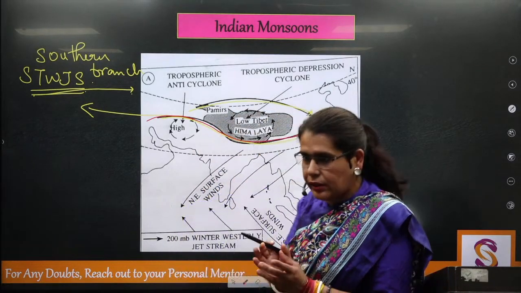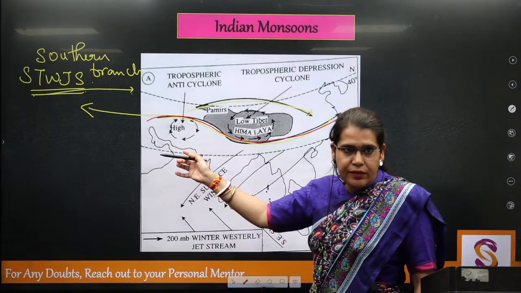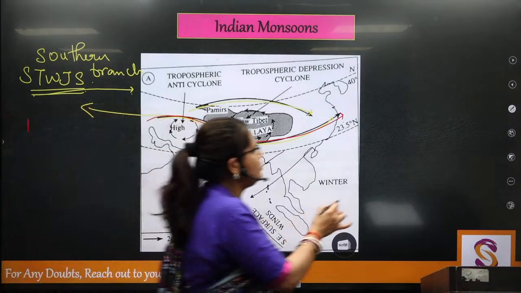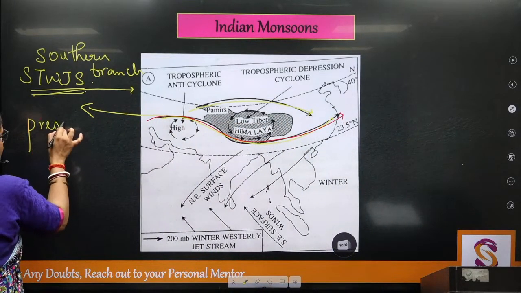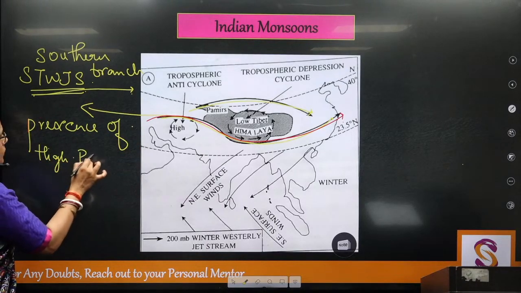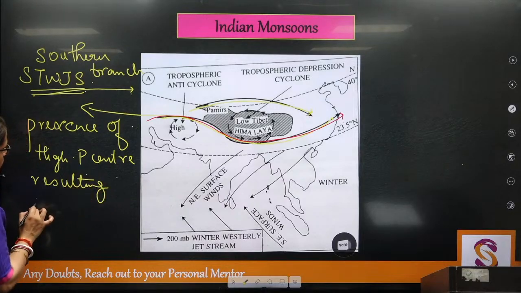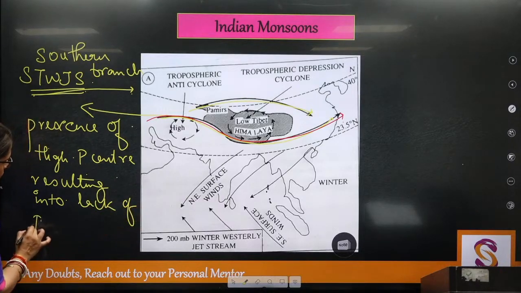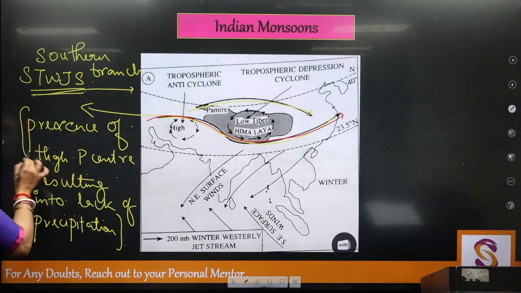समझ में आ गया? एकदम clear है? So एक तो क्या है? Presence of northeast winds. Secondly, presence of the high pressure center associated with STWJ. तो इसको हम कैसे लिख सकते हैं? Presence of high pressure center resulting into lack of precipitation.